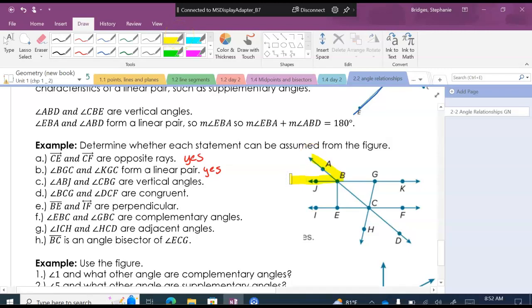ABJ is right there, correct? Mm-hmm. All right. CBG is here. Are they vertical angles? Yeah, they're formed by two intersecting lines. Three yeses? Yeah, three yeses. That means the next one has got to be a no. So angles ABJ and CBG are going to be congruent because they are vertical angles. So yes.